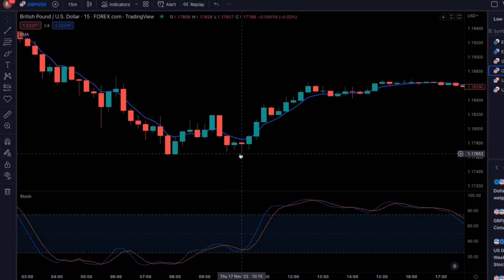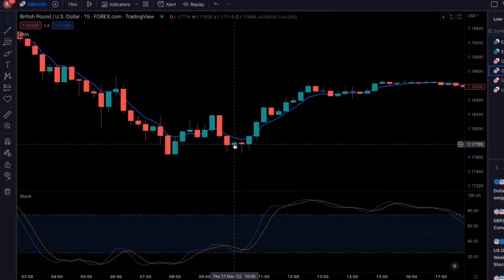So the first step you want is, for instance, for long trades, right? So we're going to go over the long trade strategy first, and then I'll show you guys a short trade strategy. So on a long, you want the price action to be below the 5-period EMA.